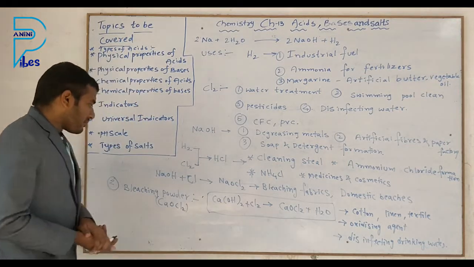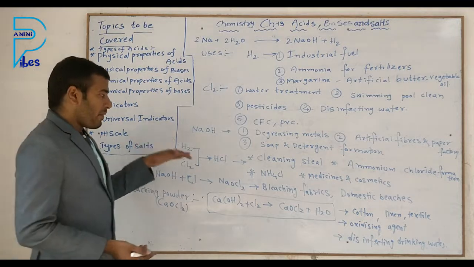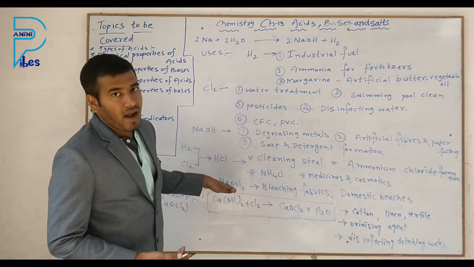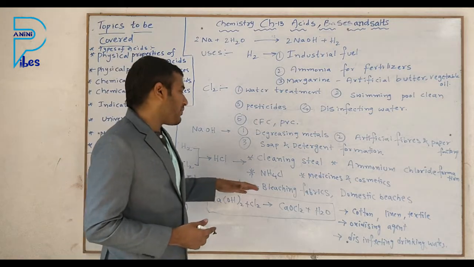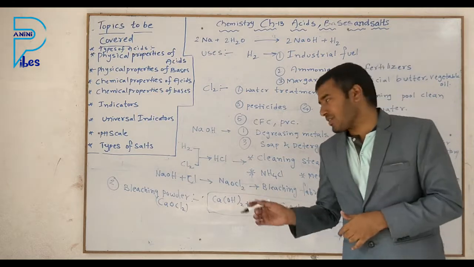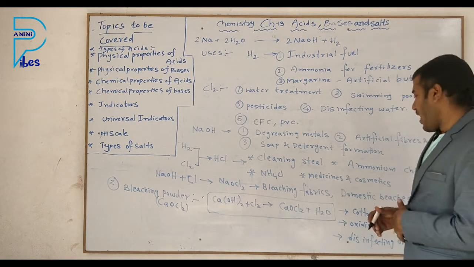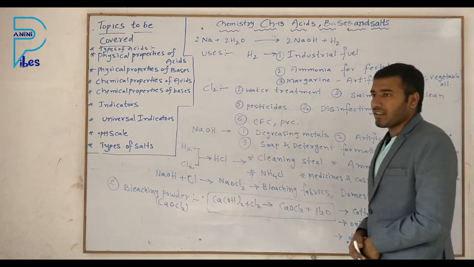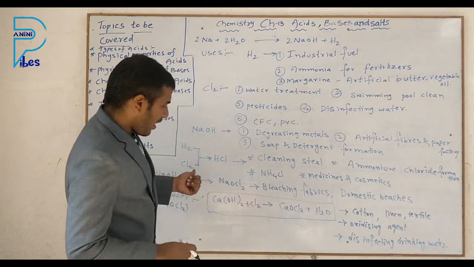Next, when sodium hydroxide mixes with chlorine, we prepare sodium hypochlorite, or sodium oxychloride. We use it for bleaching and cleaning fabrics, and in domestic bleaches for household cleaning.